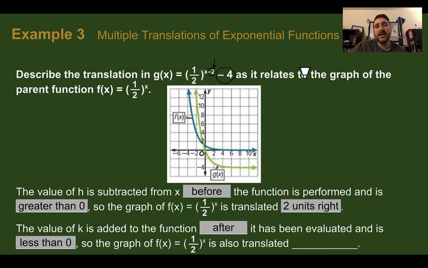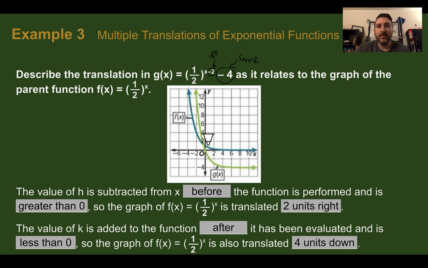So this time, the k value is the same. It is less than 0. So this is going to be translated 4 units down. As you're going through, you're going to see many instances of multiple translations. Remember, you're doing the opposite of your x value, but the same as your k value.